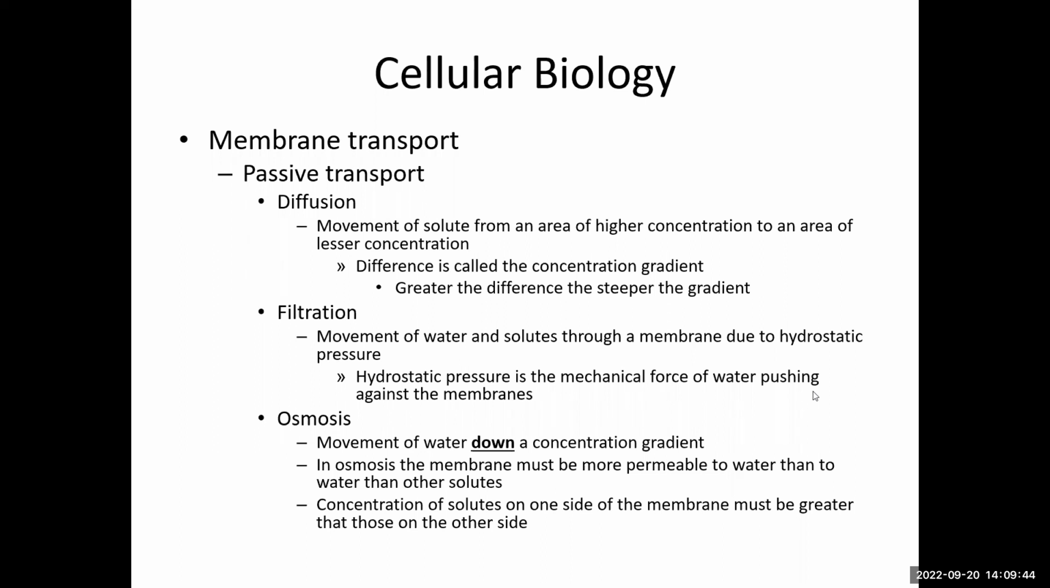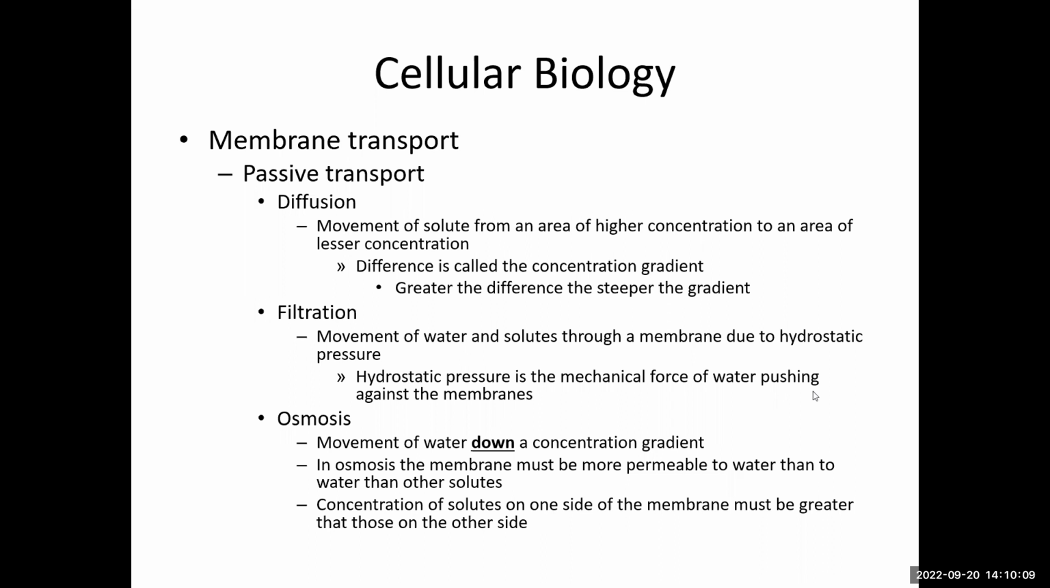Filtration is going to be the movement of water and solutes through a membrane due to hydrostatic pressure. Now, the difference from diffusion here is the addition of water. Solutes are going to be the only thing that are diffusing through with simple diffusion. Filtration is going to have the hydrostatic pressure pushing the water against the membrane. And this is basically a mechanical force.